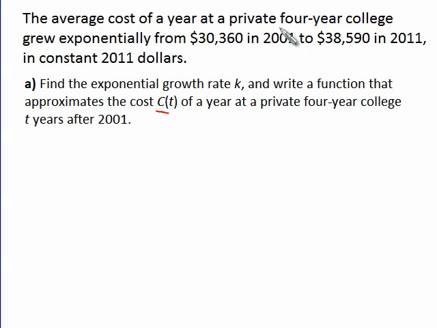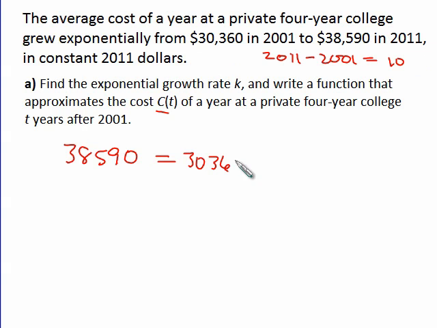Well, the first thing I need to do is figure out how many years have passed. So we have 2011 minus 2001. So that's 10 years that have passed. Using the newest year first, I'm going to say 38,590 must equal the original, or the first value, 30,360 e to the, this is what I'm looking for, the rate of growth, times t, which is the number of years that pass between these numbers, and that's why I needed the 10. So this is what I need to solve.